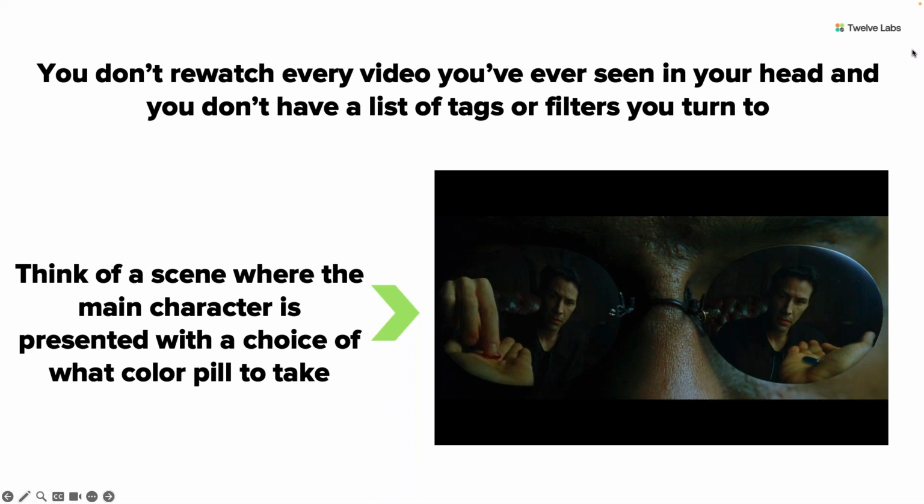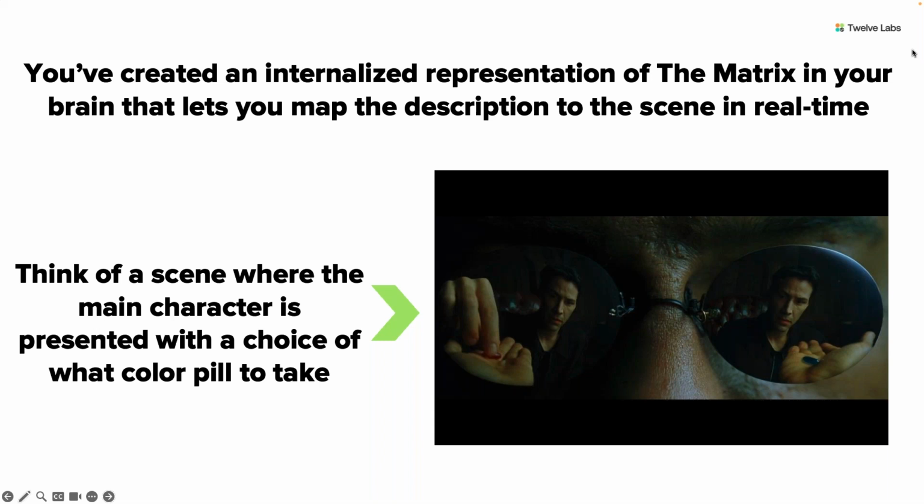And you don't rewatch every video when you do that, right? That just wouldn't be scalable or possible. So you don't go through, rewatch every movie, every TV show, every memory that you have. You immediately go from that natural language description to the scene without any effort at all. Next slide, please. And so the way that you really do this is you create, let's call it an internalized representation of the Matrix in your brain, which may be more commonly known as a memory. Lets you map that description, the natural language description, directly to that memory that you have of the Matrix movie.